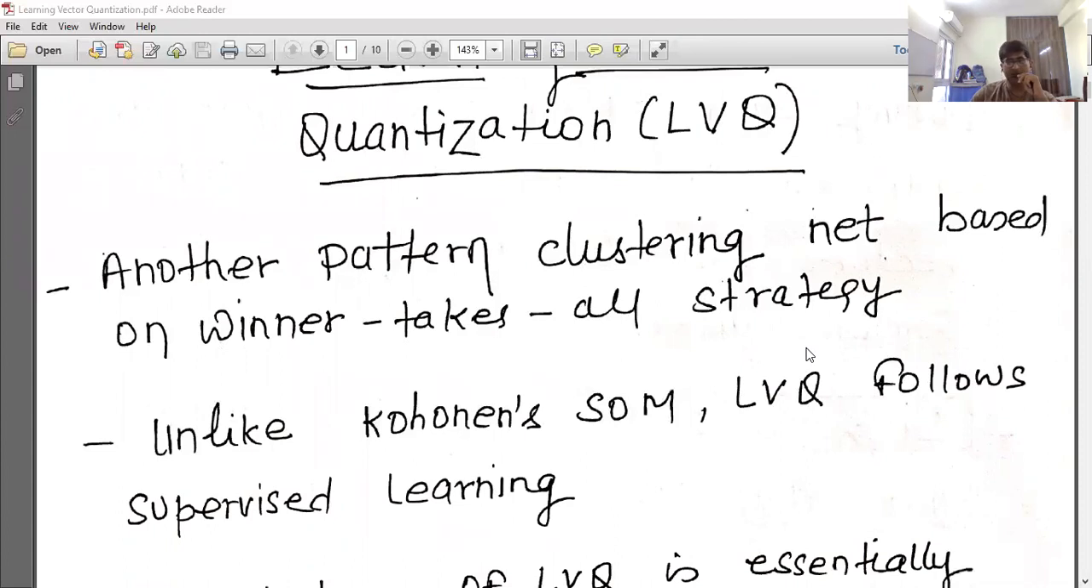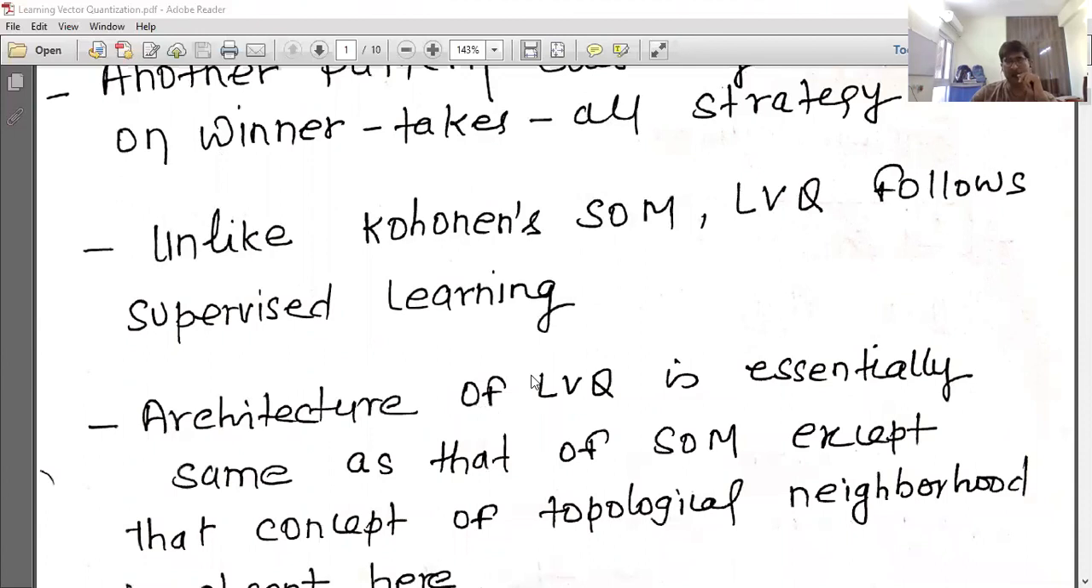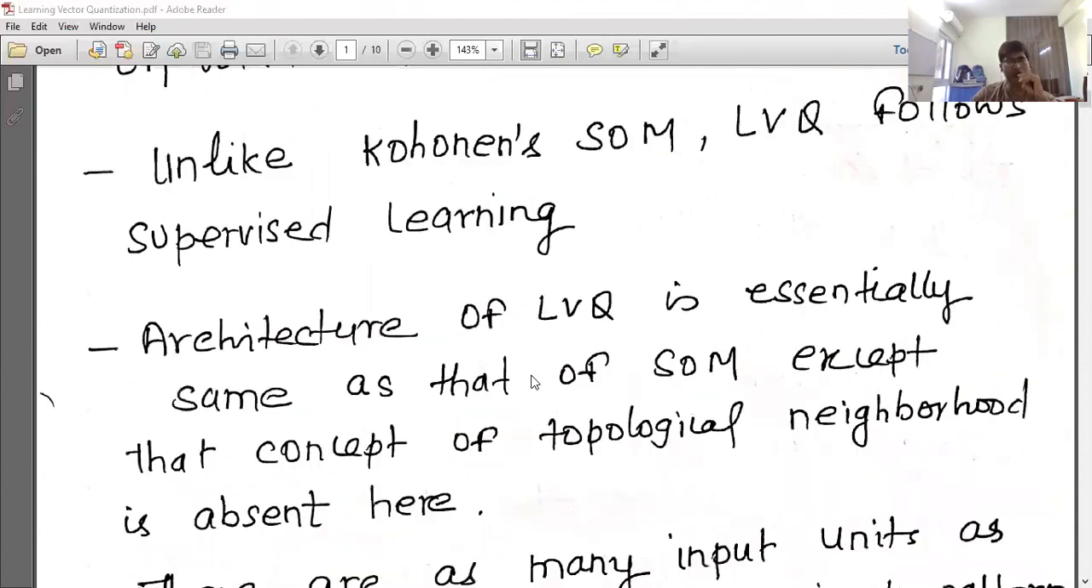But unlike Kohonen and SOM, this LVQ follows a supervised learning strategy, right? Because if you remember, Kohonen was following an unsupervised learning algorithm. Now, the architecture of LVQ is almost similar to that of SOM, that is, the self-organizing map. I'm talking about Kohonen's SOM, right? Only with the exception that this time we are not going to use the topological neighborhood concept.